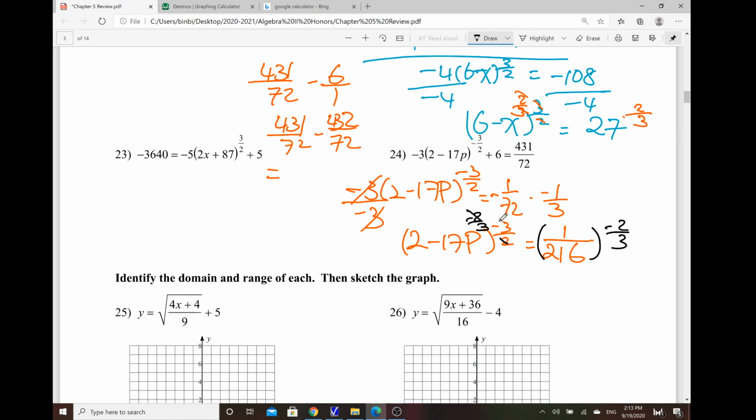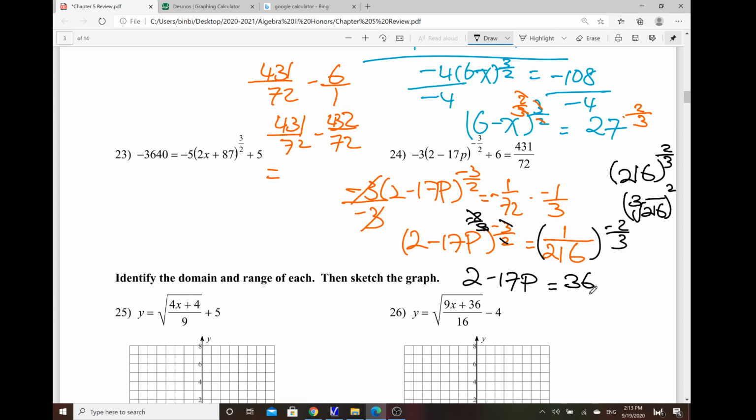Again, cross cancel. So we do have 2 minus 17p. And for those of you wondering, what's 1 over 216 to the power of negative 2/3? That one is just written as 216 to the power of 2/3. Again, negative exponent, so we need to reciprocate the whole thing. And then this one here is the cube root of 216, and then the quantity squared. So cube root of 216, that's what, 6. 6 squared, then that'd be 36.